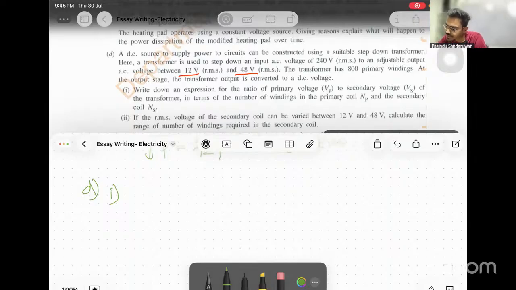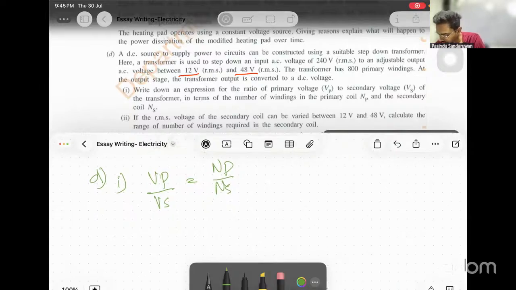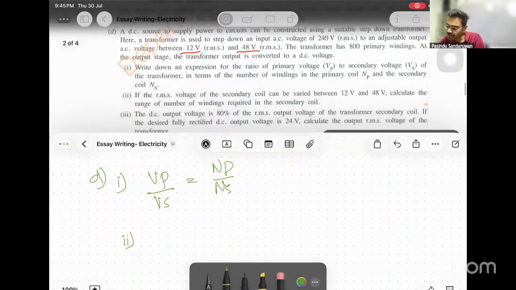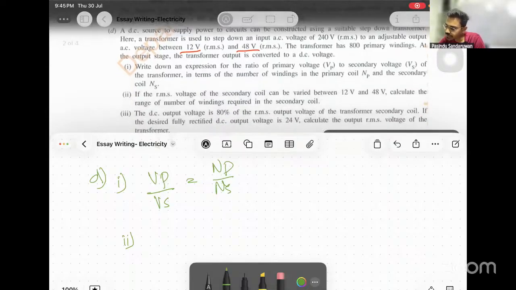Write down an expression for the ratio of primary voltage to secondary voltage of the transformer in terms of the number of windings in primary and the secondary. Okay, so that's a known equation: Vp over Vs equals Np over Ns. Equation of a transformer. Second one, if the RMS voltage of the secondary coil can be varied between 12 volts and 48 volts, calculate the range of number of windings required for the coil.